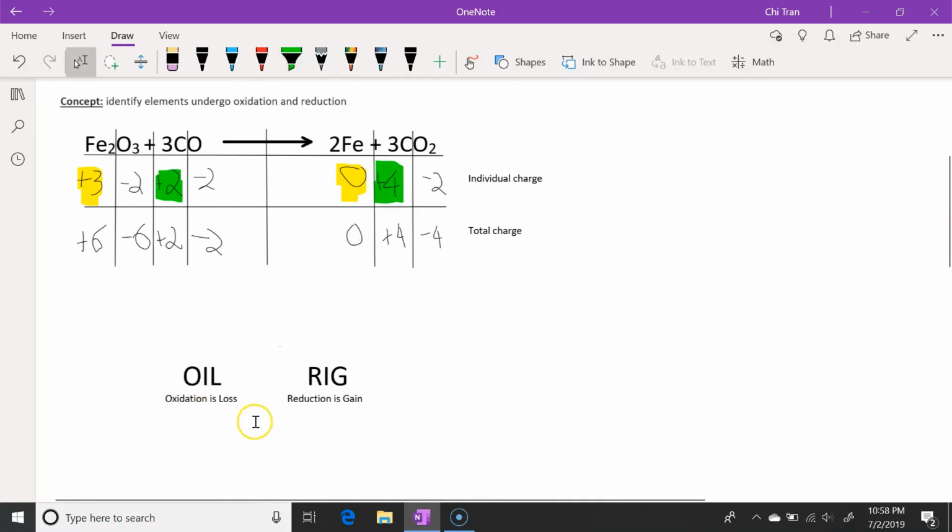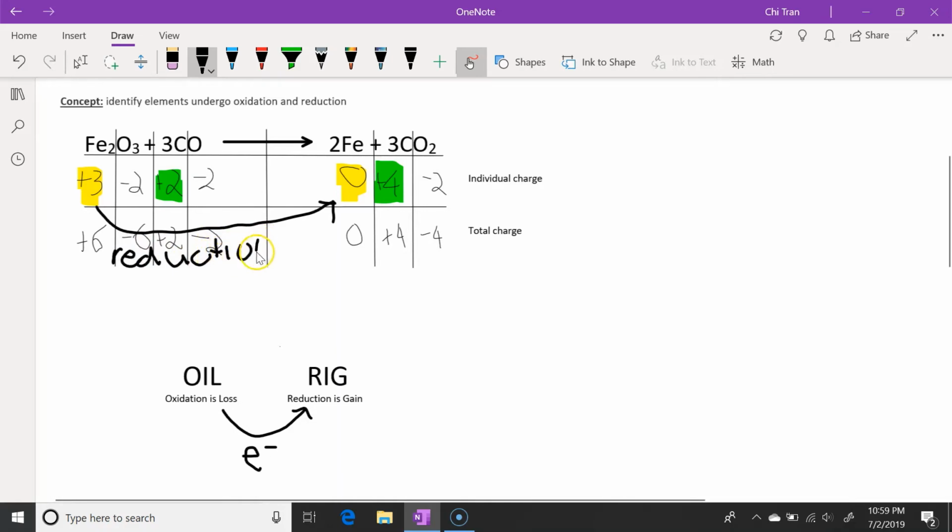A really easy way to remember is using this mnemonic, OIL RIG. OIL stands for oxidation is loss, and RIG stands for reduction is gain. Loss and gain refer to a transfer of electrons. Iron has a decrease in oxidation state, which means it is gaining electrons and therefore it is undergoing reduction. Whereas carbon has an increase of oxidation state, so it's losing electrons and it is undergoing oxidation.